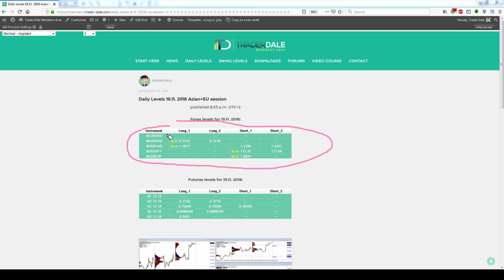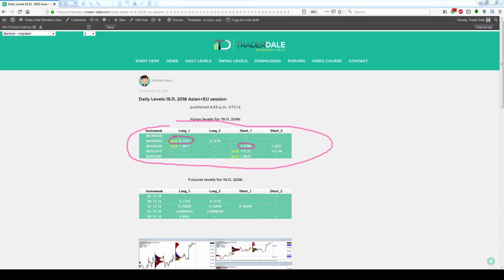There were 2 levels hit from this table on the 19th. The first one was long on the Australian dollar US dollar, long from 0.7313. And the second level which got triggered was on the US dollar Canadian dollar, and it was this one. It was a short from 1.3194. So let's now have a look at the chart and let's have a look at the levels.